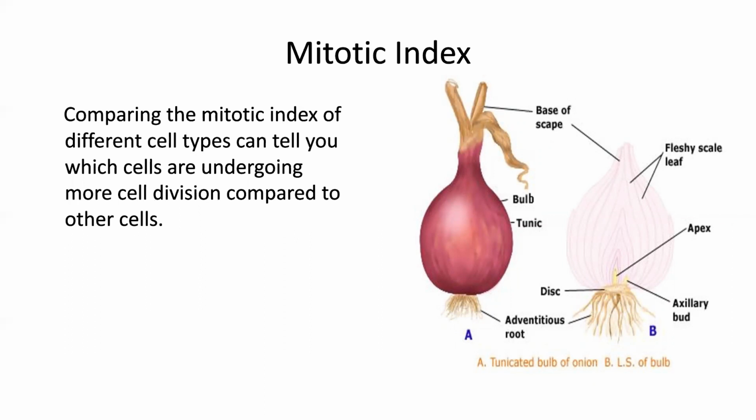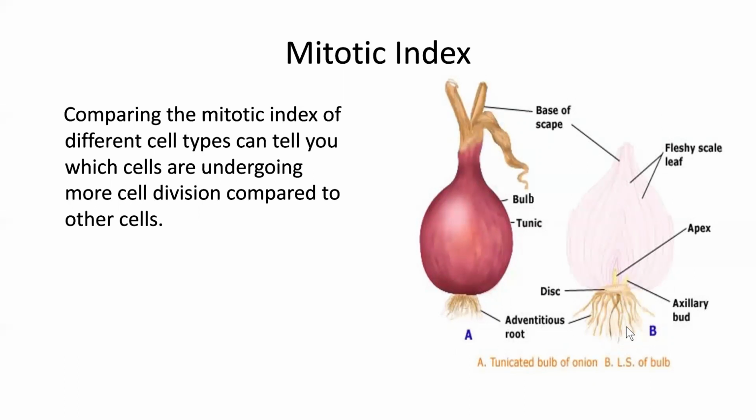So different types of cells do mitosis at different rates. And I have a picture of an onion plant here. So this is a red onion that you would put in your salad. And here are its roots. And here is its scape, which is the green part of your plant that would grow up out of the dirt. And if you were to cut it in half, it looks like a regular onion.